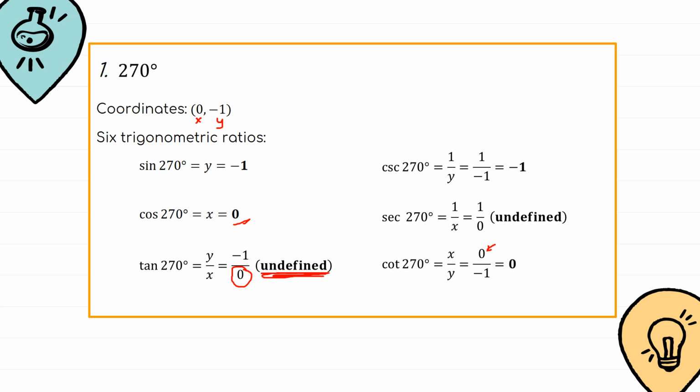Similar thing with secant 270. That's 1 over x. 1 over 0. 0 na naman yung denominator. Kaya siya undefined. Lastly, cosecant 270, that's 1 over y, that is equal to negative 1.